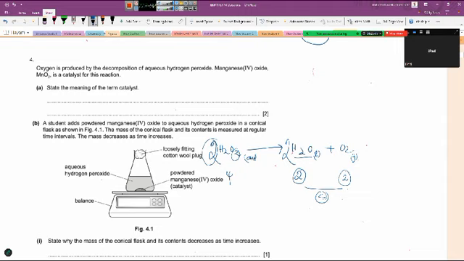So a student adds powdered manganese oxide to aqueous hydrogen peroxide in a conical flask as shown in figure 4.1. The mass of the conical flask and its content is measured at regular time intervals. The mass decreases as time increases, right? So when you are reading the question, you should get some idea. In a chemical reaction, the mass should be conserved, right? So the mass of the reactants should be equal to the mass of the products.